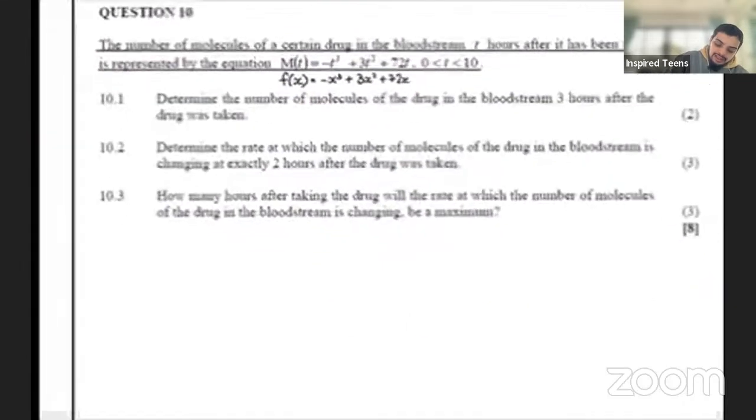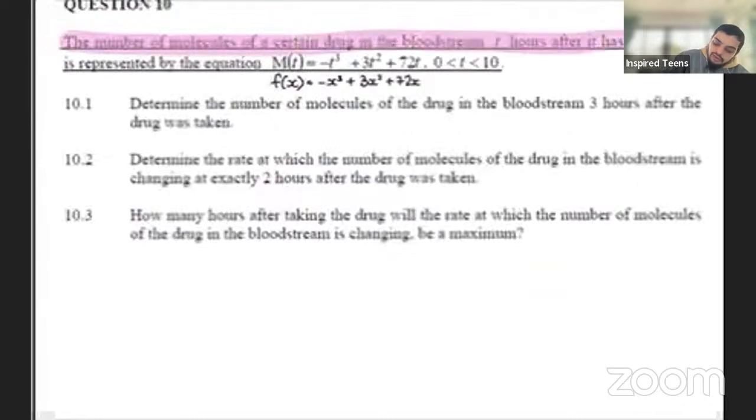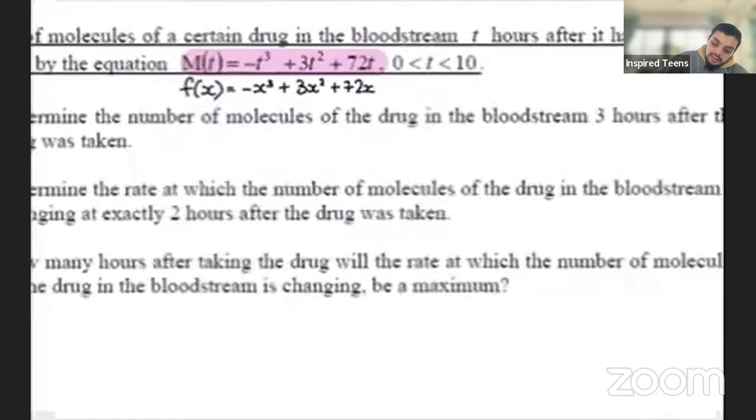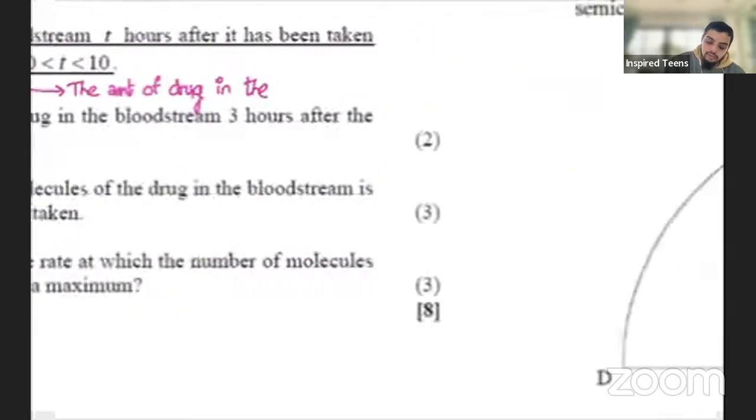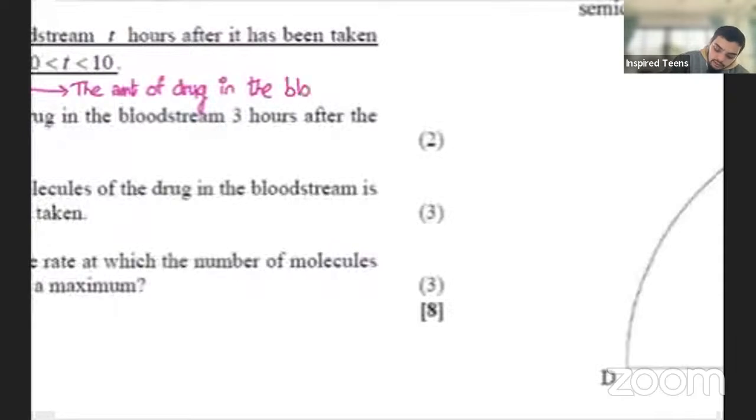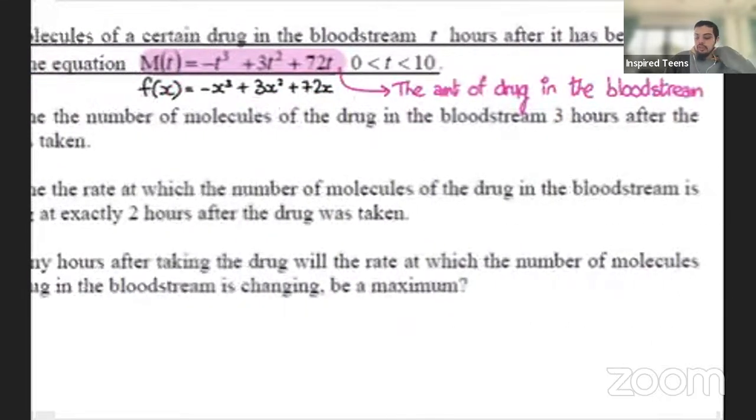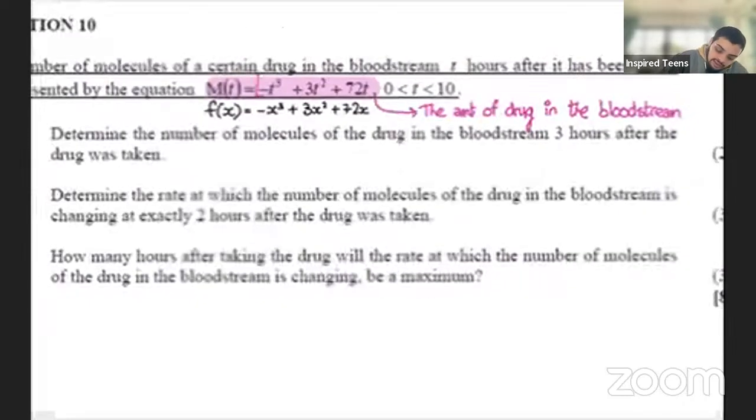Now, the key thing is understanding what this formula gives you. They tell you the number of molecules of a certain drug in the bloodstream after T hours is represented by this equation. So what does this equation give you specifically? It gives you the amount of a certain drug, or a medicine, in the bloodstream after a certain amount of time. So just understanding it in English, that formula would tell you the amount of a certain drug in the bloodstream.